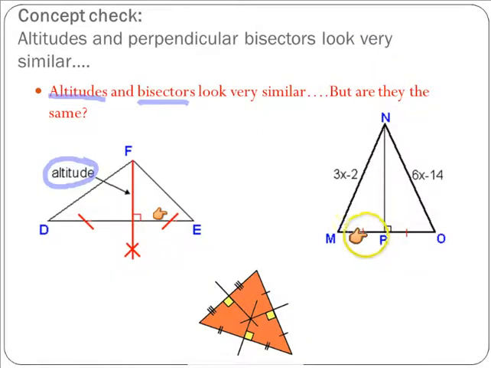So that's what's different. So here, this is going to be our median, right? Or I'm sorry, our perpendicular bisector, because it divides it into two equal parts. So this would be our perpendicular bisector. So make sure you know what's different about each of these.